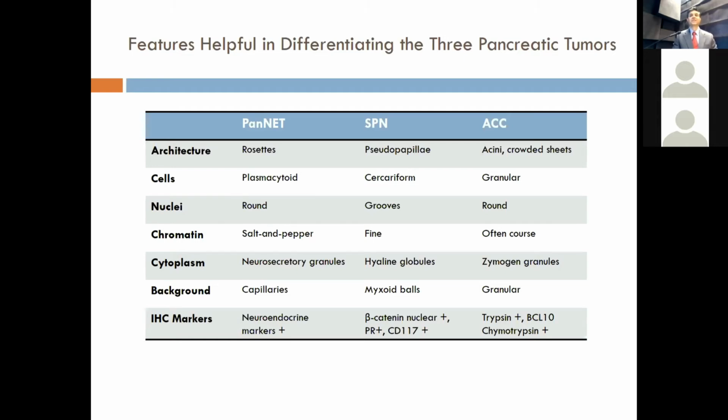Since these three tumors, the pancreatic neuroendocrine tumor, solid pseudopapillary neoplasm, and acinar cell carcinoma, can have overlapping morphological features, the cytomorphological features, as illustrated over here, are helpful, but the diagnosis is highly dependent on demonstration of the specific IHC markers. As we have seen, for pseudopapillary neoplasm it's beta-catenin, progesterone receptor, and CD117. And for acinar cell carcinoma, it's trypsin, BCL10, or chymotrypsin.